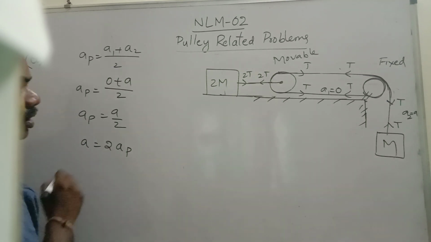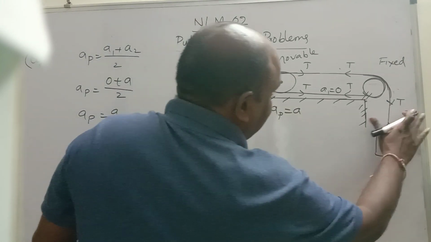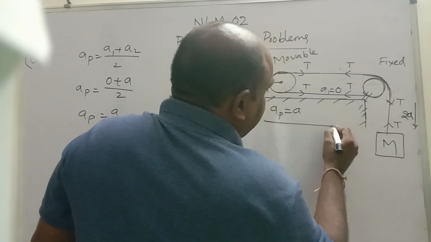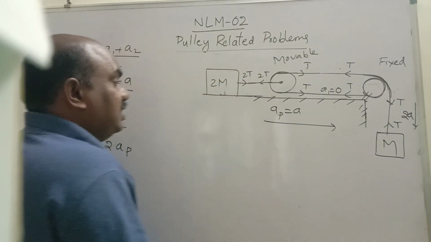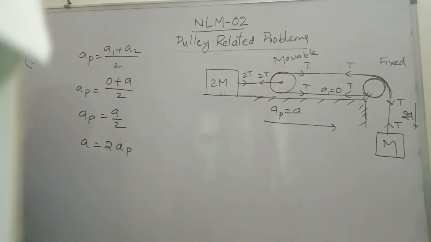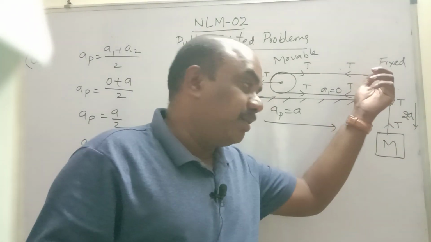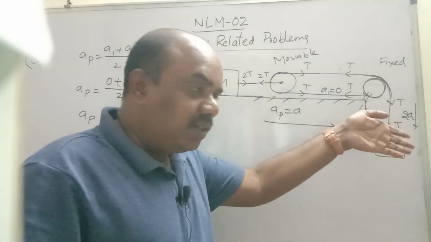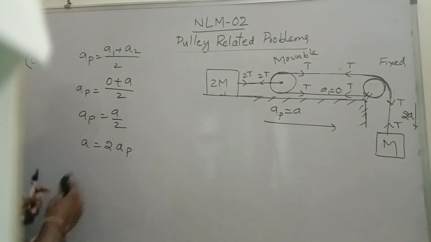Same scenario: if you consider the acceleration of the pulley as a, then the acceleration of the second body will be 2a. If the pulley goes with a acceleration in this direction, this comes with 2a acceleration downwards. That means mass M is sliding with 2a meter per second square acceleration downwards. Now what will happen? We will write the free body diagram.